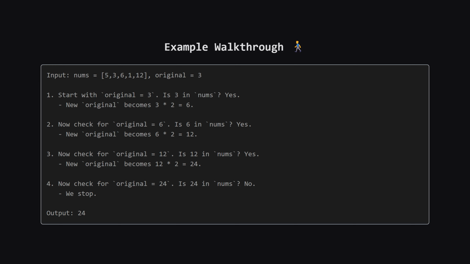6 times 2 is 12. Okay, next up is 12. Is 12 in the list? Yes, it is. So we double it one more time, which gives us 24. Finally, we check for 24. Looking through the list. Nope, no 24. Since we couldn't find it, the process stops, and we return our final number, which is 24.